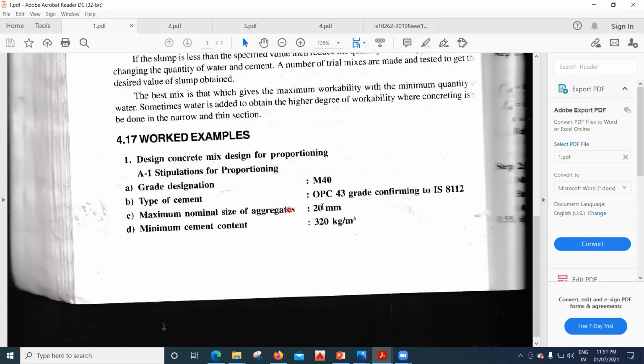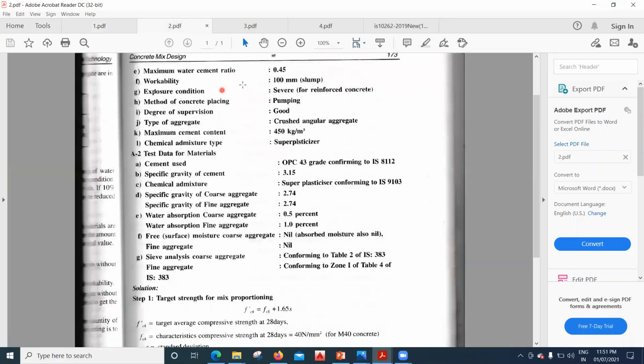The type of cement given is ordinary Portland cement, which is of 43 grade. The maximum nominal size of aggregate is 20 mm. We are using it for RCC work. The minimum cement content is given as 320 kg per cubic meter, right? Then the maximum water cement ratio that we have to use is 0.45. Workability, they have given us 100 slump. That means you require 100 slump.